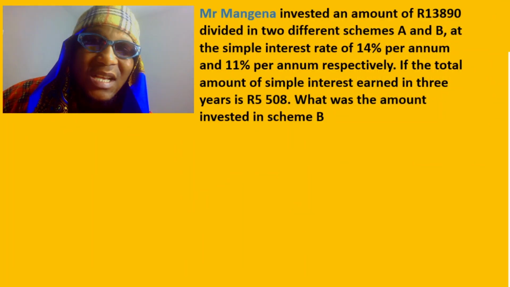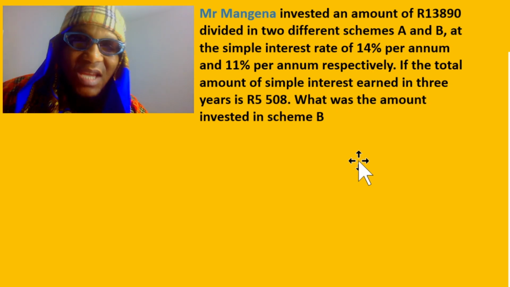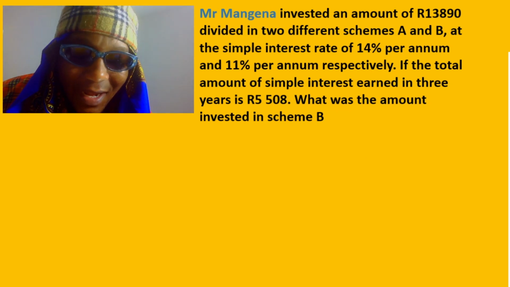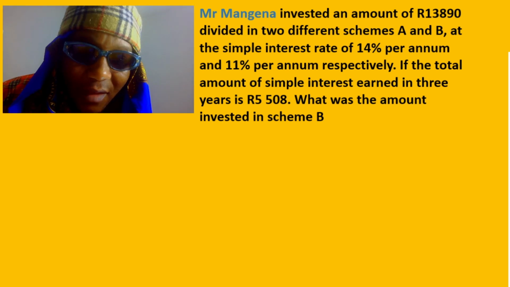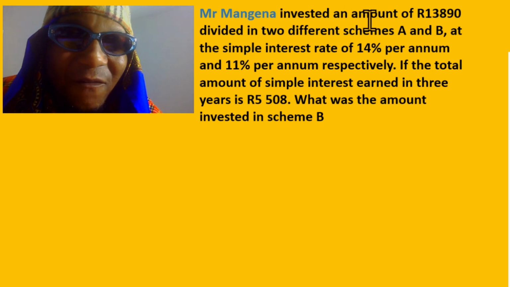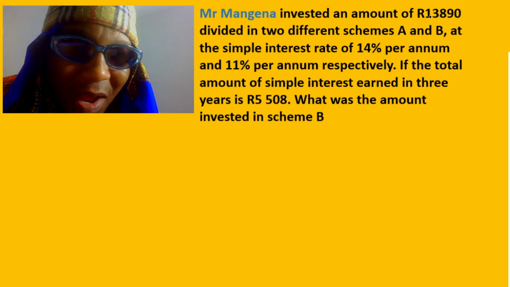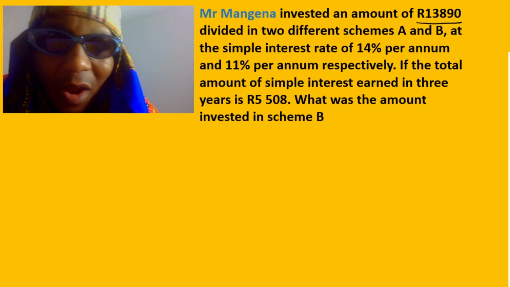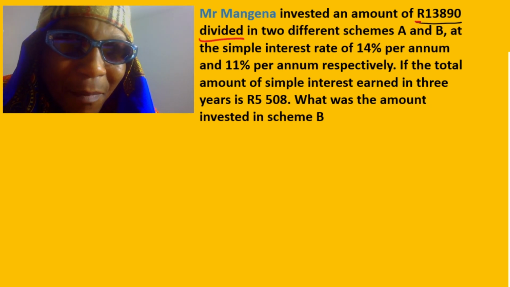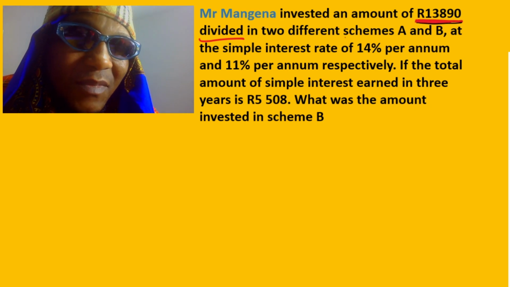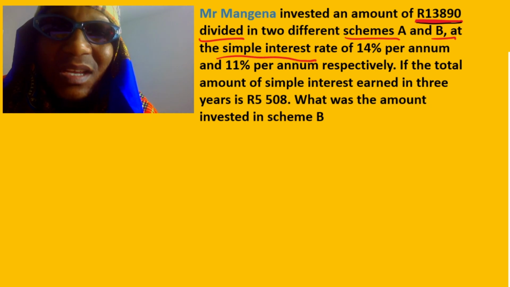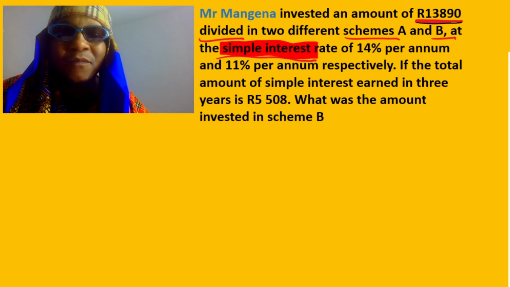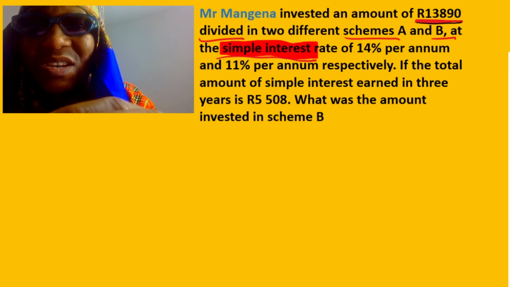Okay, let's go to the second question. The second question is way easier. They say here, Mr. Mangena invested an amount of that one right there, for how long? But he divided this amount into two different schemes, scheme A and scheme B, at simple interest rates. Pay attention to this: these are simple interest. The one we just did before was compounded interest. So this is simple interest.